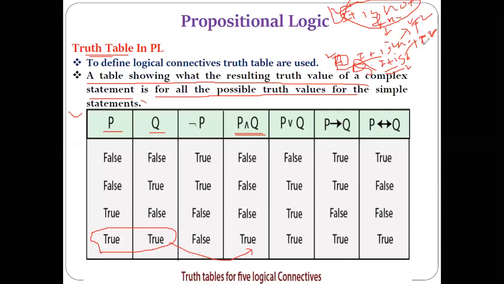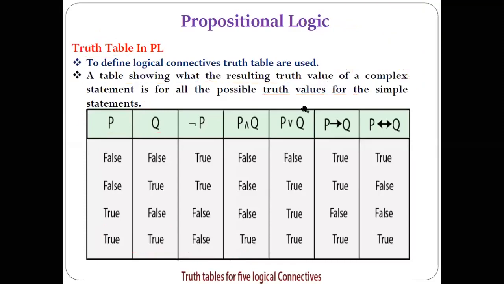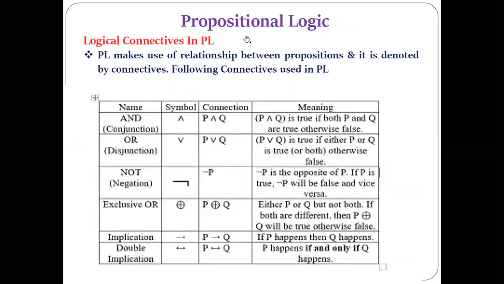Yes, sir. If you know the possible truth values of simple sentences, then from those we can get the possible truth values of the complex sentence. And in order to get that, we make use of the truth table. I hope you have got the point now. So that is nothing but the point of the truth table. Okay. Same for all the kinds of connectives.